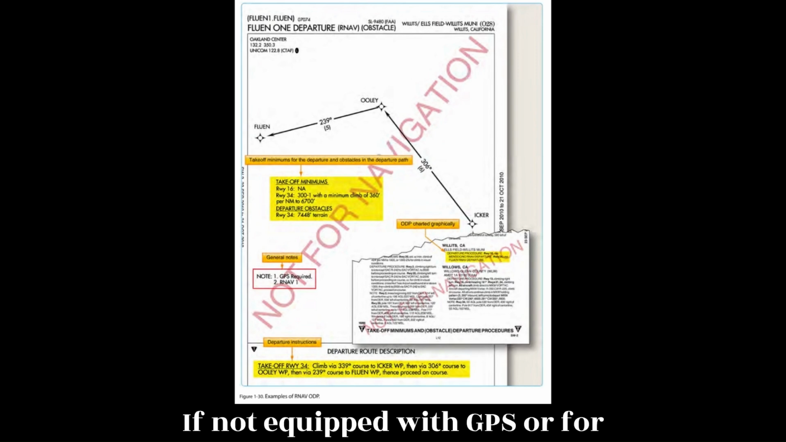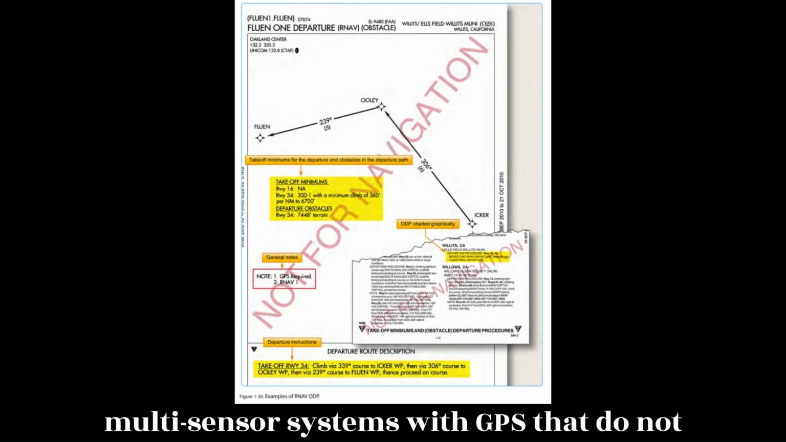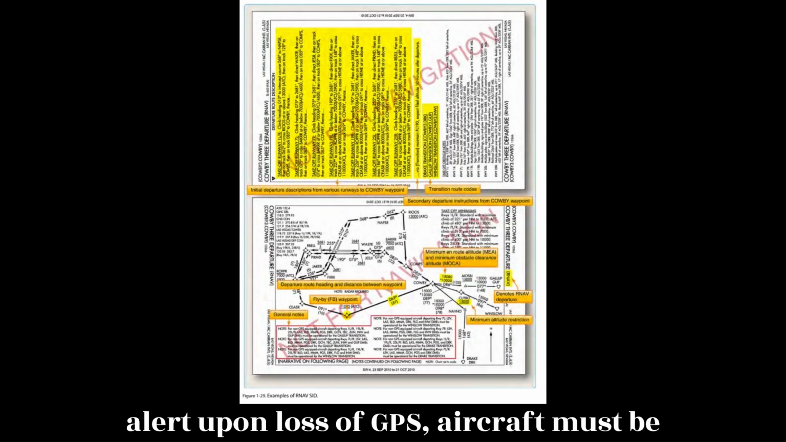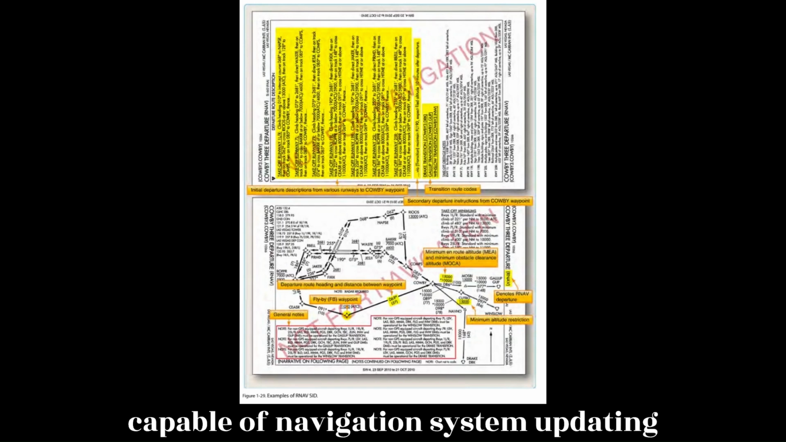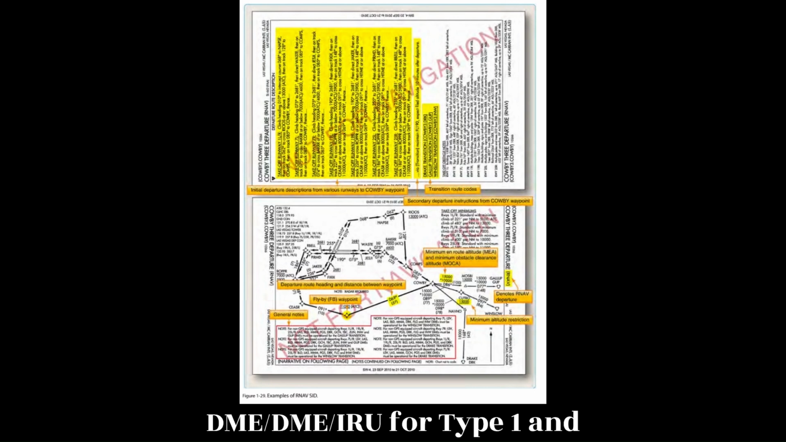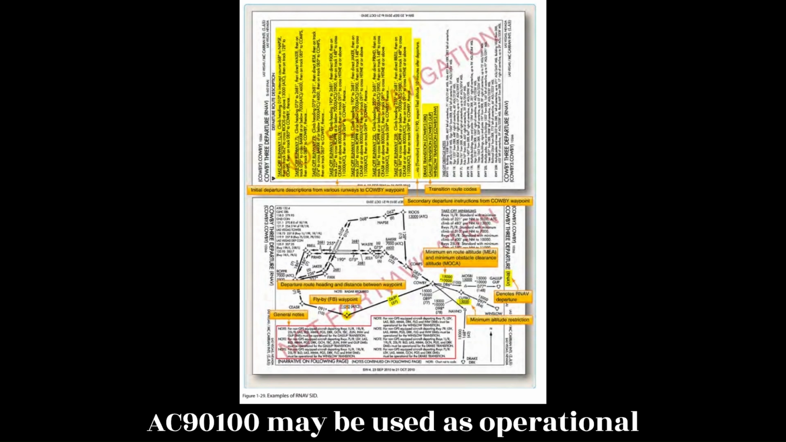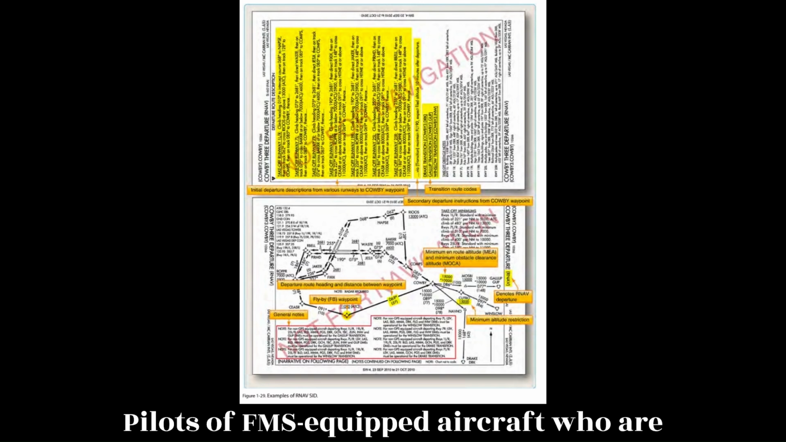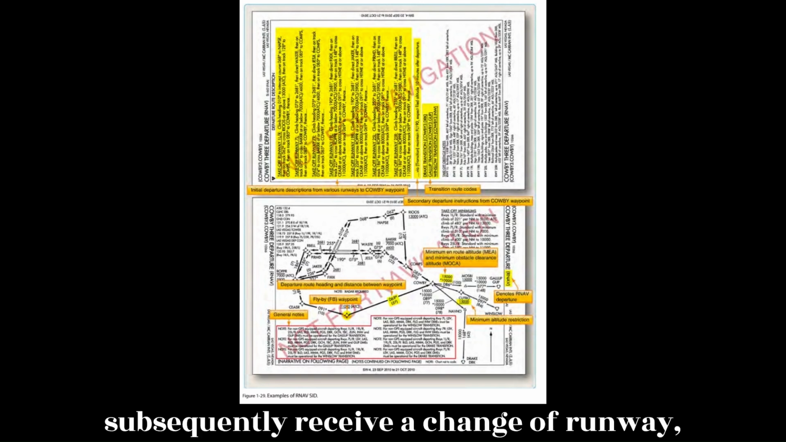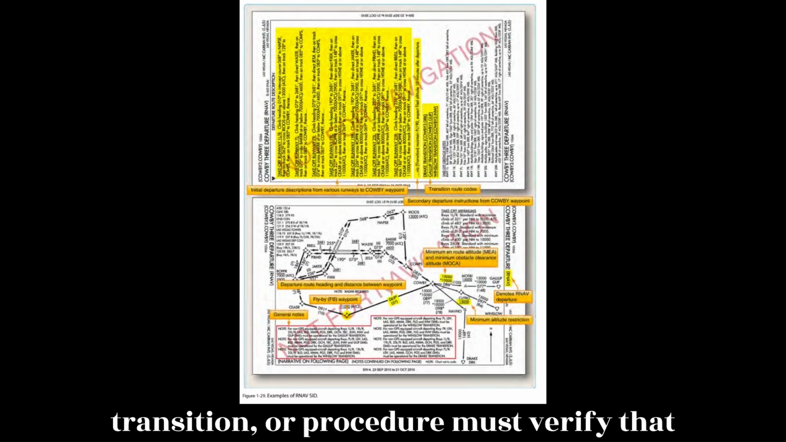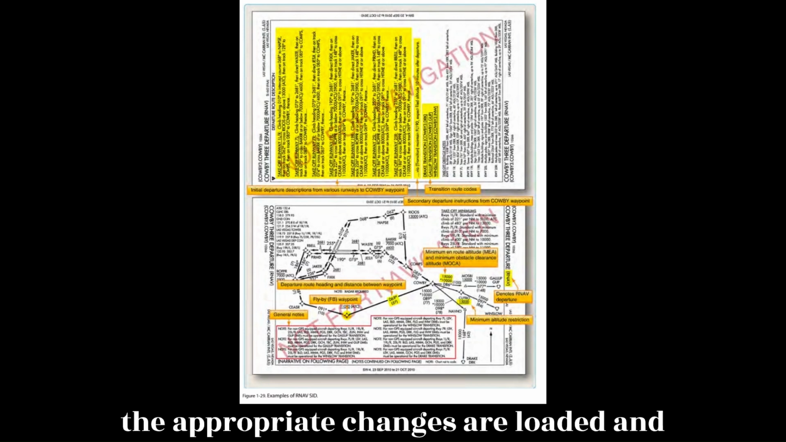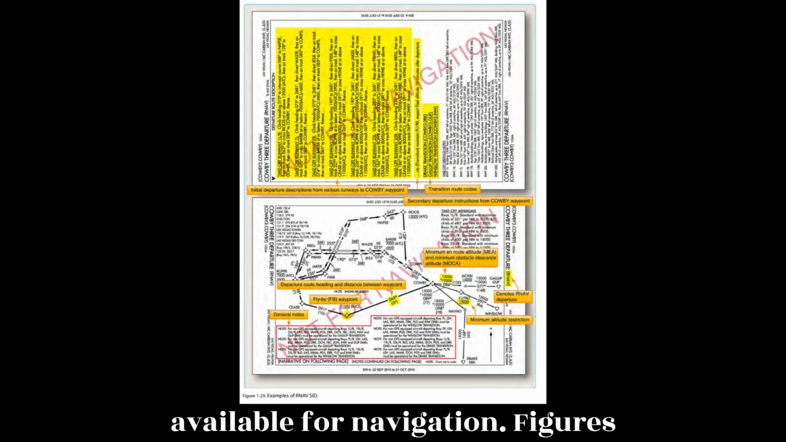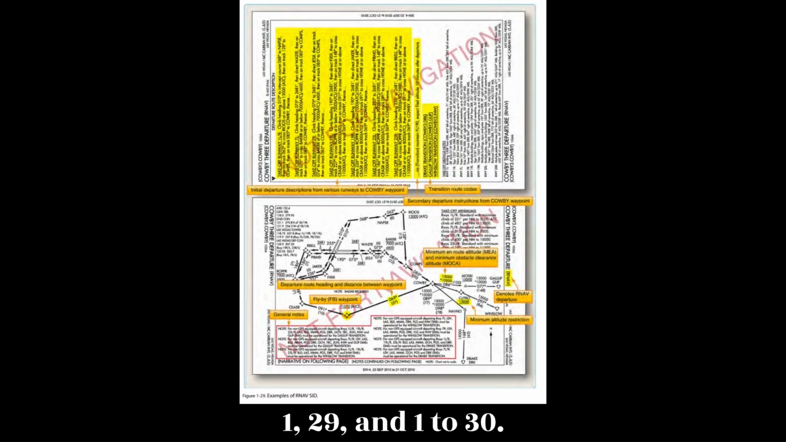If not equipped with GPS, or for multi-sensor systems with GPS that do not alert upon loss of GPS, aircraft must be capable of navigation system updating using DME/DME or DME/DME/IRU for Type 1 and 2 procedures. AC 90-100 may be used as operational guidance for RNAV ODPs. Pilots of FMS-equipped aircraft who are assigned an RNAV DP procedure and subsequently receive a change of runway, transition, or procedure must verify that the appropriate changes are loaded and available for navigation. Figures 1.29 and 1.30.